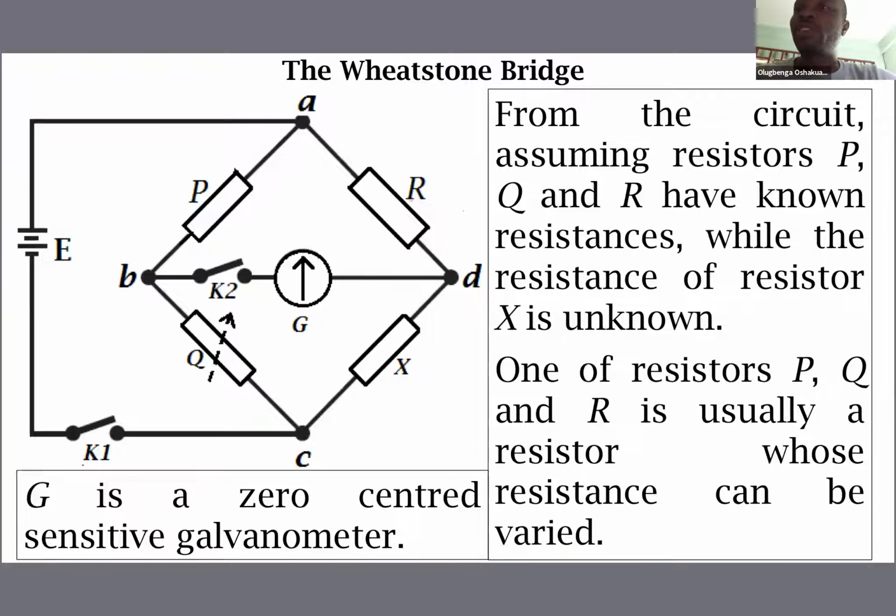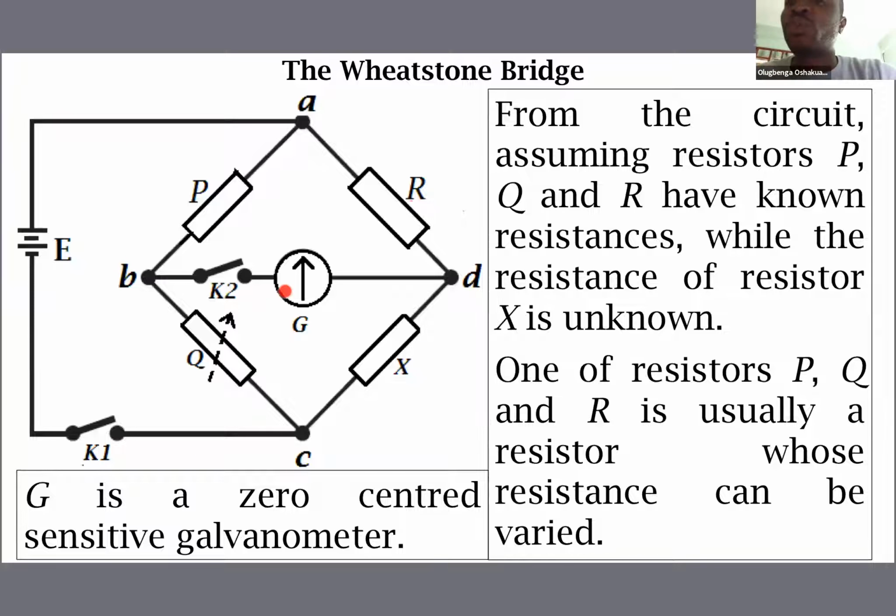From this circuit, as written here, we assume that resistors P and R are fixed resistors with known values. Q is a variable resistor, which we can adjust its resistance, just like we are adjusting the volume of a transistor radio. And X is a fixed resistor of unknown value. At the center, G is a sensitive galvanometer.